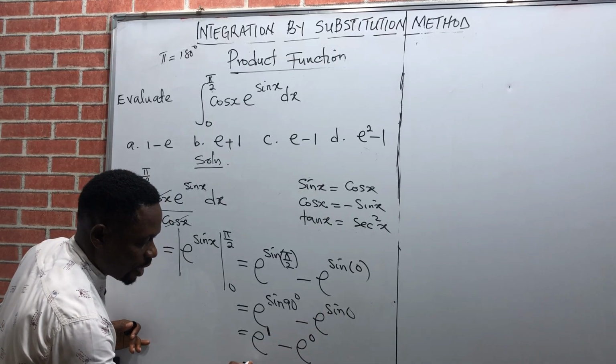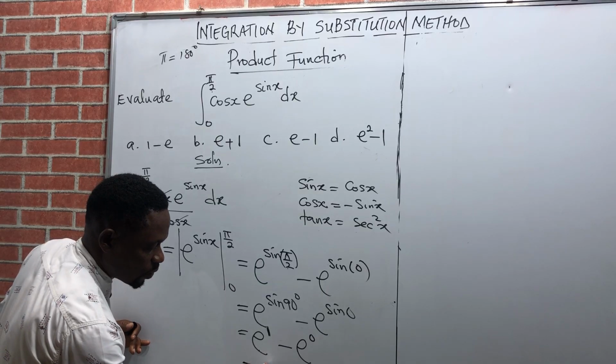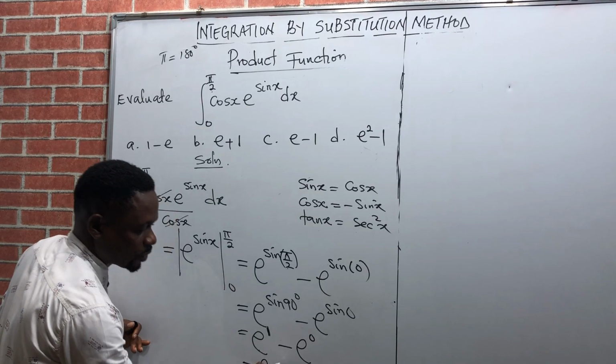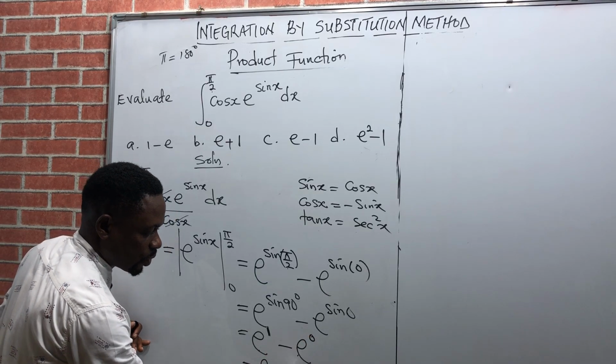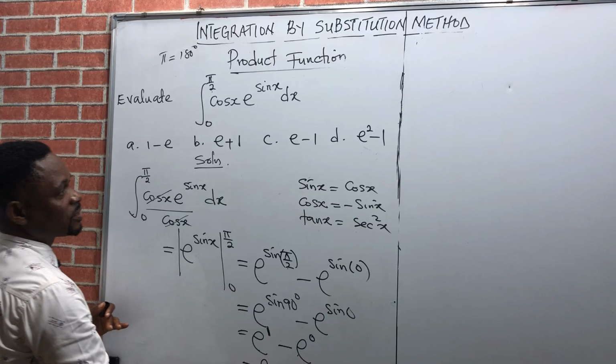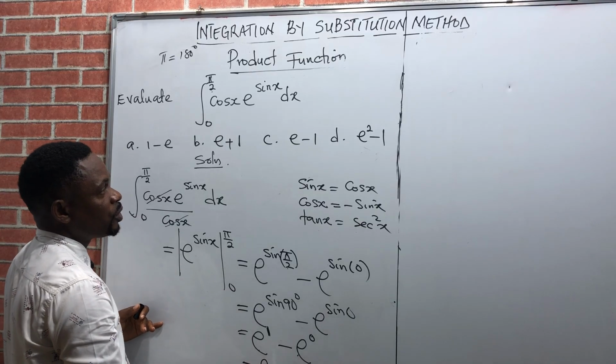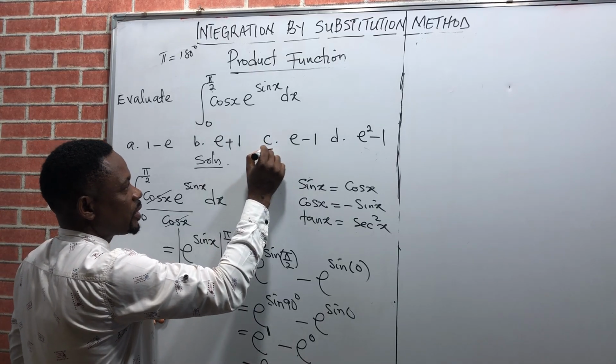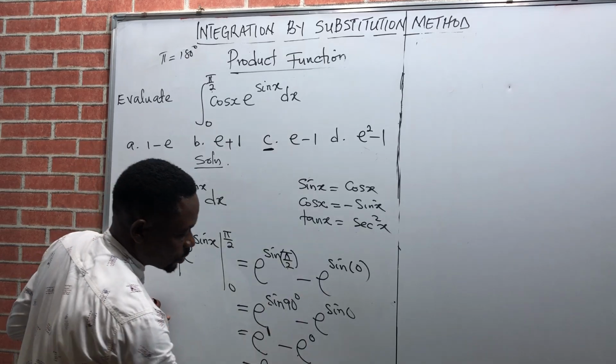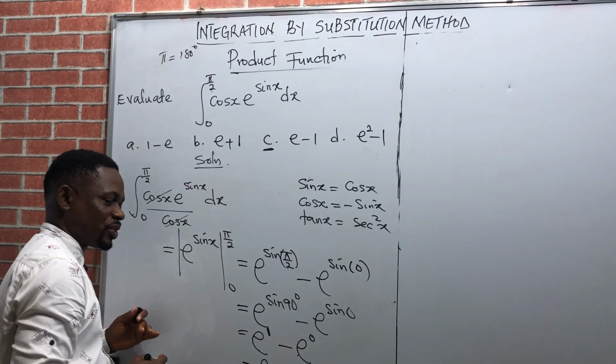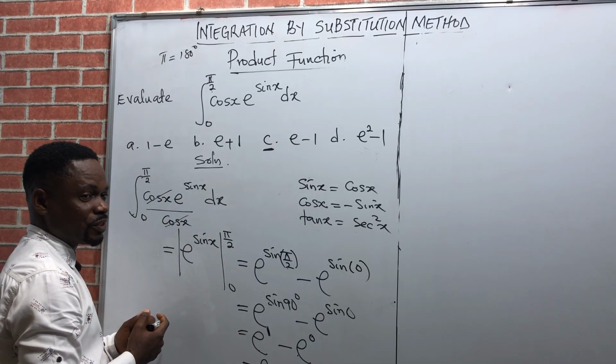So at the end, we'll have exponential 1, which is e, minus exponential 0, which is 1. And that is the final answer using the shortcut. If you observe the options, the correct answer is option C. That is the shortcut. Are you with me now?